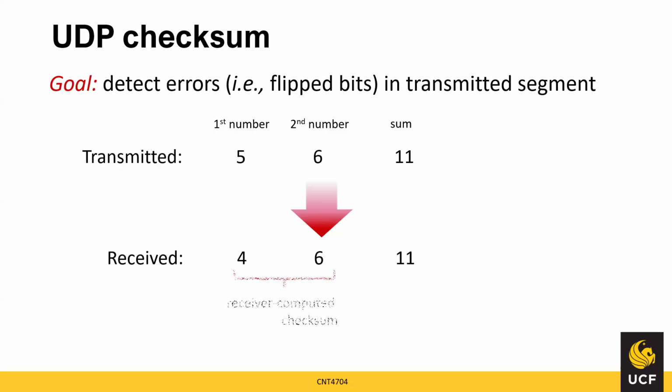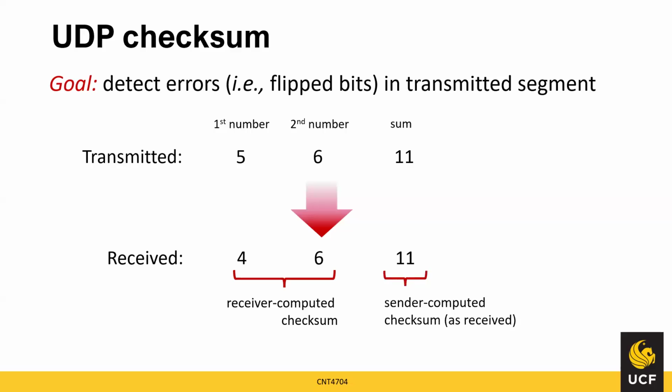So what you would do is you want to add the numbers to make sure that you are getting the checksum that I originally intended to send. Then you would compare the number against the checksum that was sent, and you see that they don't match, because you should be receiving 5 and 6 and the checksum of 11. So 4 and 6 is obviously 10. So there is something wrong here.